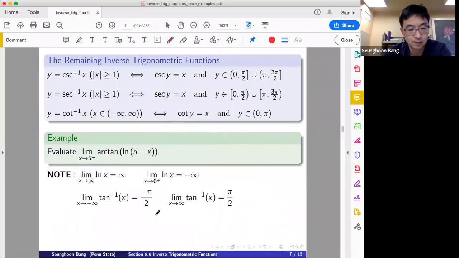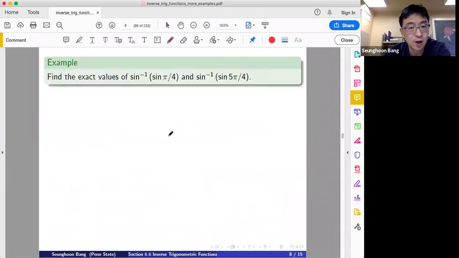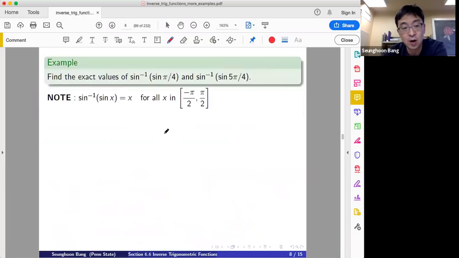Okay, next one. So this is the answer, like this. Here, the exact value of inverse sine of sine pi over 4, and inverse sine of sine 5 pi over 4. For the first one, we can use this: inverse sine of sine x equals x for all x between negative pi over 2 and pi over 2.